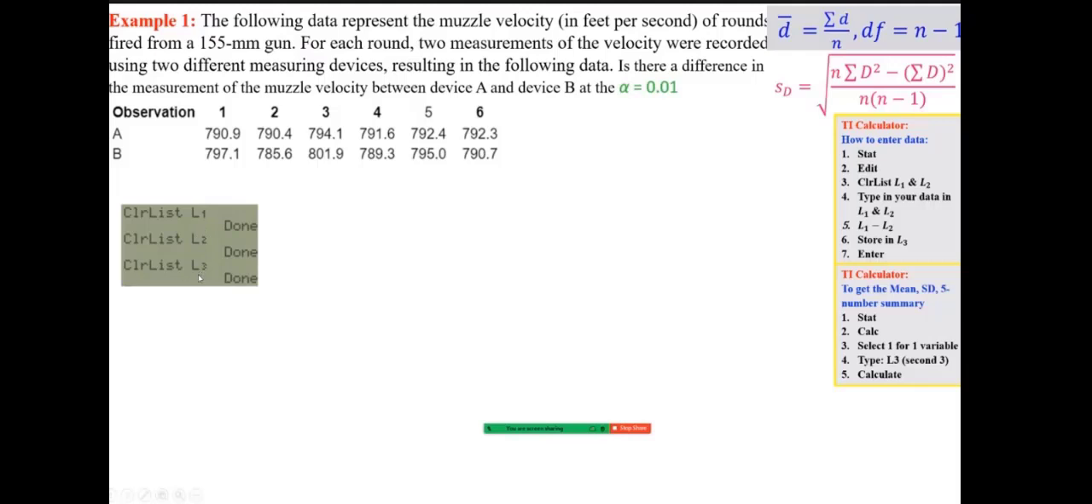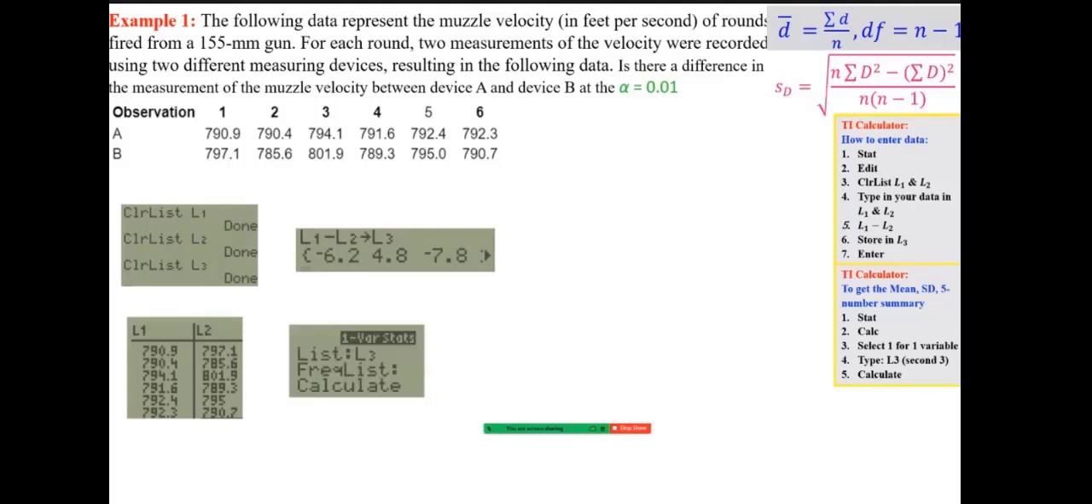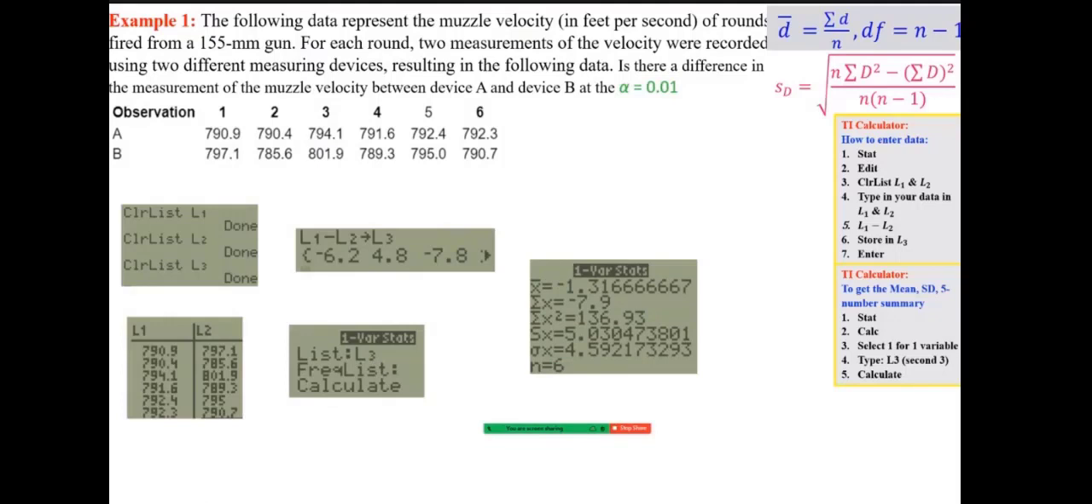L1 minus L2 is stored right here, in L sub 3. So we're going to store it. It creates a new set of data. We do one variable stats on list L sub 3. We do the calculation and the result follows. Here's the X bar. Here's the S sub X. X bar is the same as D bar for us, and S sub X is the same as S sub D. Why are we using S sub X and not sigma X? Because this is a sample.